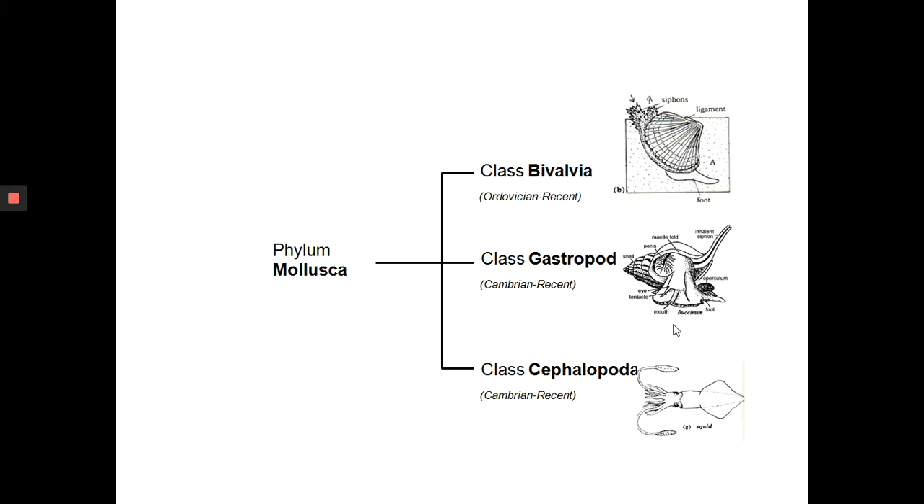Remember, the basic body plan for all these three groups is the same. They have a muscular foot that can be specialized for different functions. So you can have them as rings of tentacles, as an organ for burrowing, or as an organ for movement on land or on the seafloor.